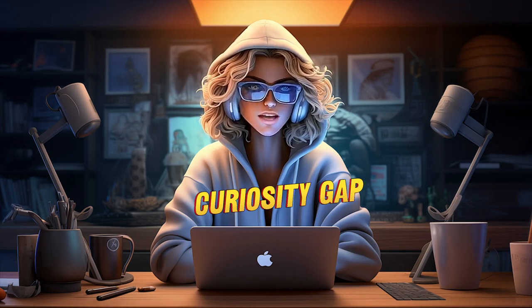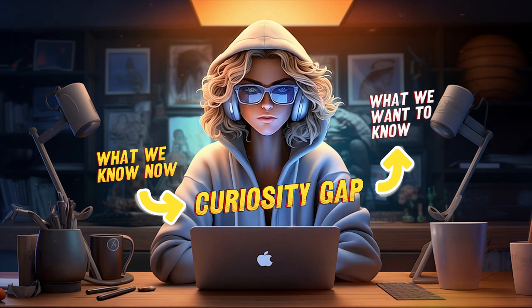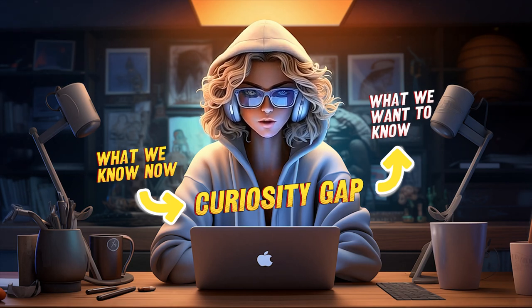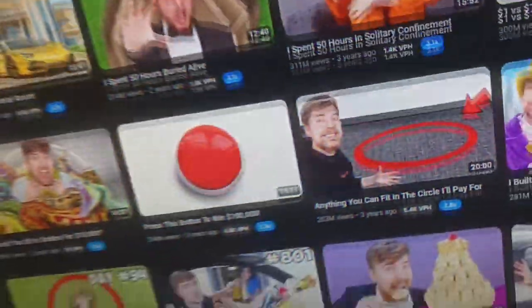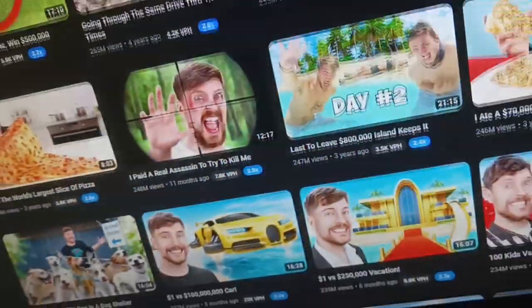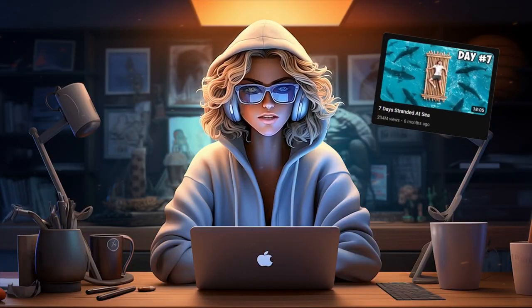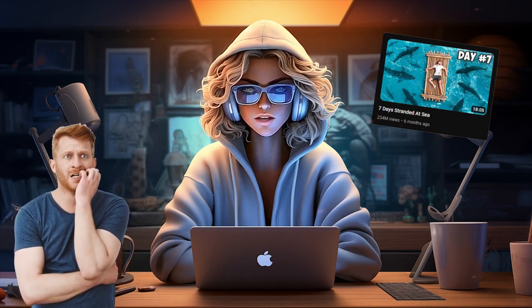The curiosity gap is the space between what we currently know and what we want to know. This gap is a fundamental driver of human behavior and, consequently, a primary driver of clicks on YouTube. Our brains are wired to crave closure. So, when we're introduced to an unfinished story or a question without an answer, it feels like having an itch that we're desperate to scratch.